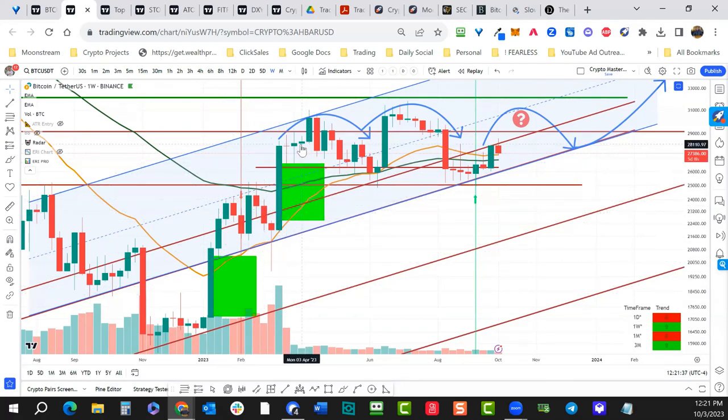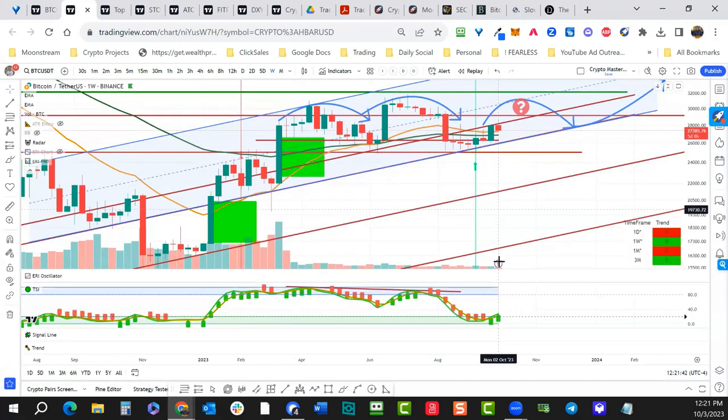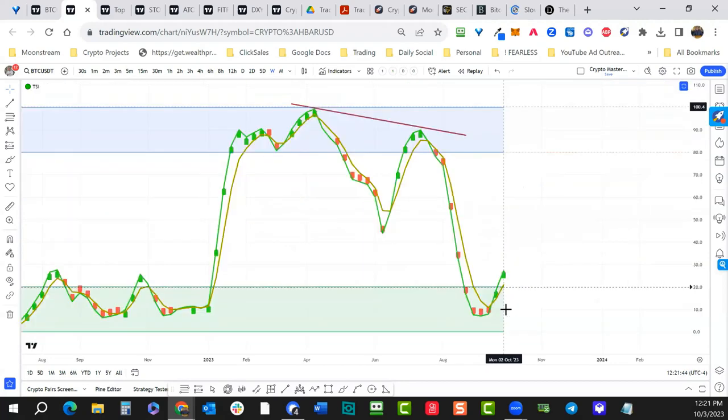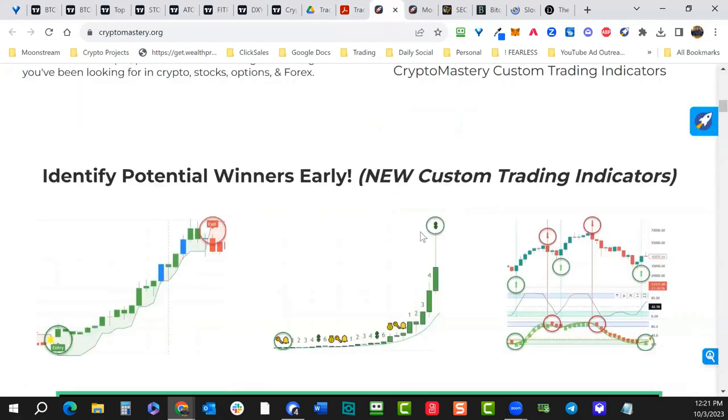We saw that back in here and here, so this should be a strong zone to hold. We should push higher. Again, the trend strength indicator is crossing up above this 20 line. And again, if you're new here and you want to learn more about these, just go to cryptomastery.org.